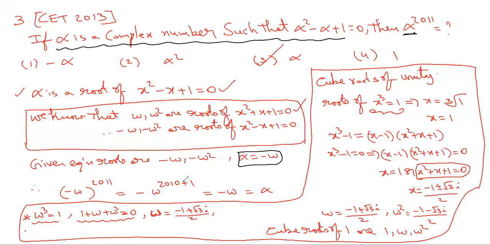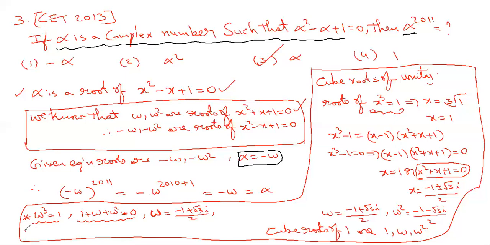Omega power 2011 can be written as omega power 2010 plus 1. That equals omega power 2010, is what? 2010 is a 3 multiple. How did I identify? I added all the digits in it. 2 plus 0 plus 1 plus 0 is 3. So 2010 is a 3 multiple.